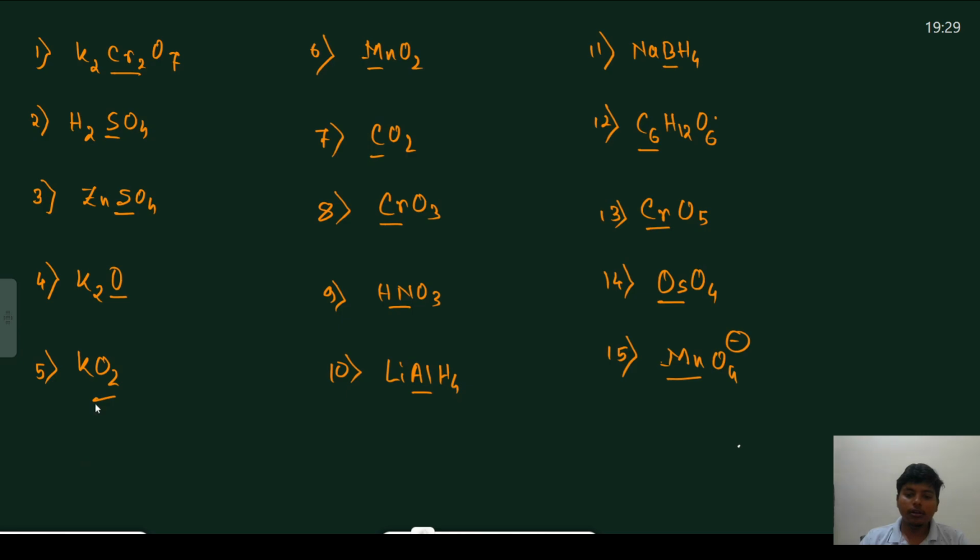Tell me, what is the first one? -6? How are you getting -6? Potassium is +1, isn't it? And oxygen is -2. So 2 into +1 plus 2x plus 7 into -2 equals 0. So the x value will be +6. So the answer is +6. Clear? Don't hurry. It should be correct.